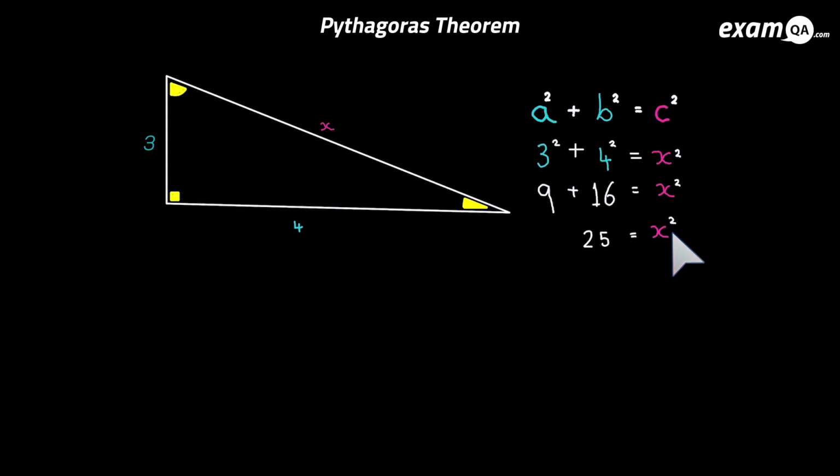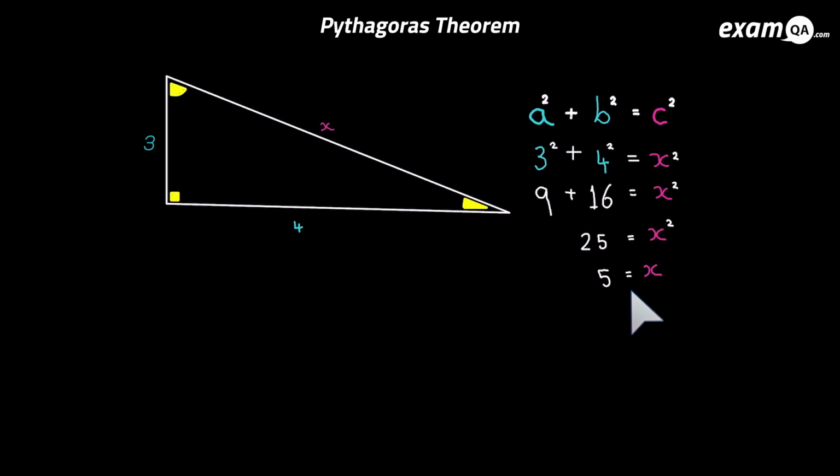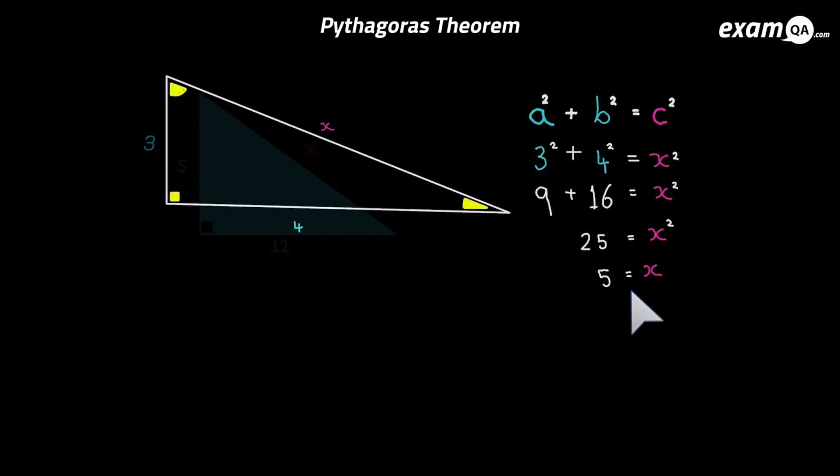We do the opposite operation, which is square root. So you want to square root both sides. Remember, with equations, you have to do the same to both sides. So you'll square root the 25, and you'll square root the x squared. The x squared should become x, and you should know the square root of 25 is 5. And now we've got x equals 5. So we've finished this question.